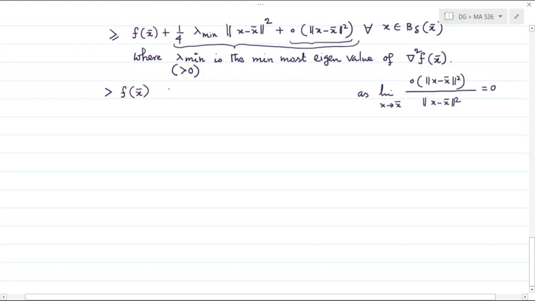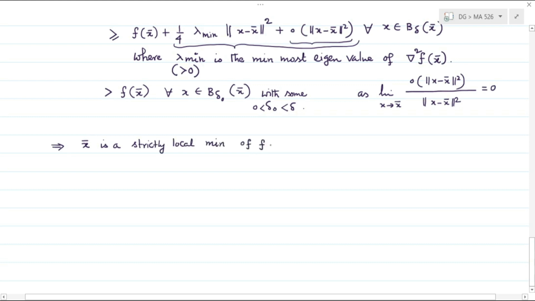Fine. And due to this limit being equal to 0, this delta neighborhood might get shrunk, and therefore this has to happen for all x belonging to some delta naught neighborhood of x bar, with some delta naught that might be smaller than delta. Fine. That means x bar is a strictly local minimum. Fine.